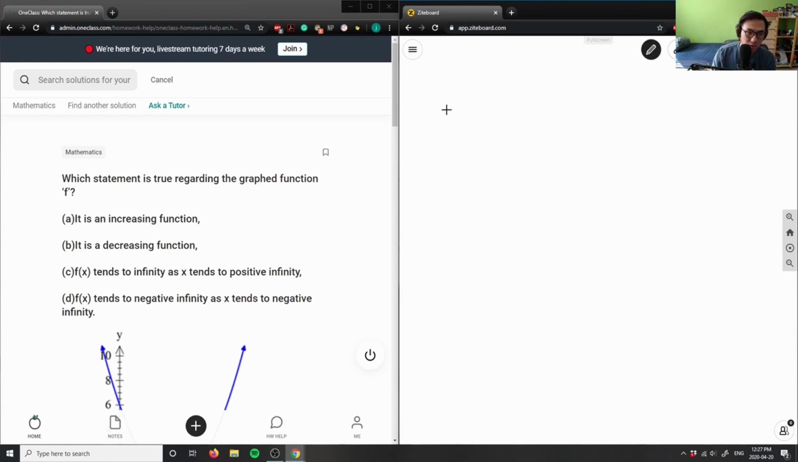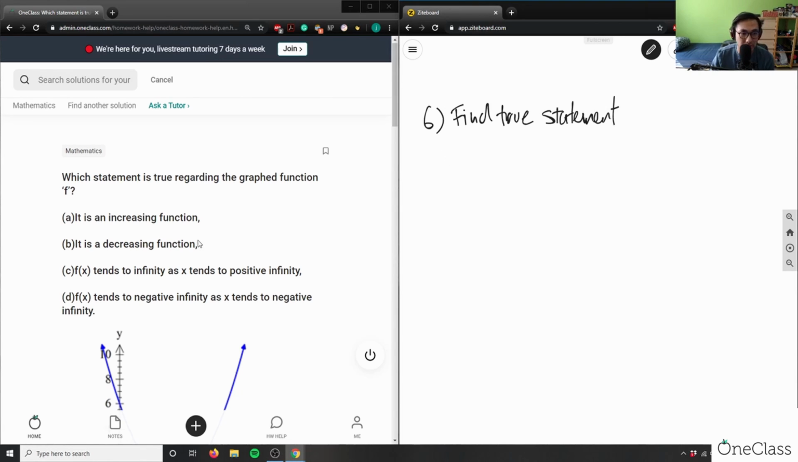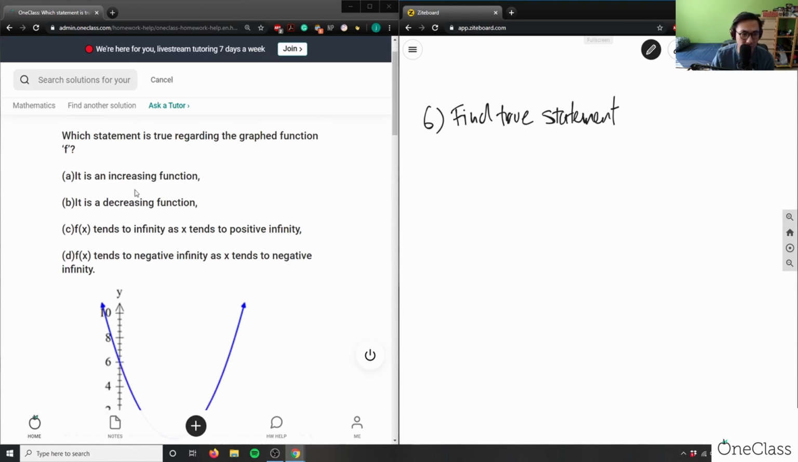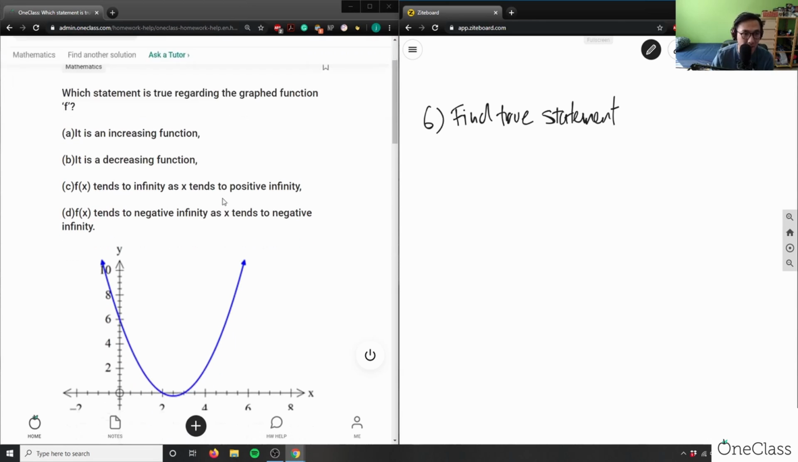So which statement is true regarding the graph function x? So let's look at 6. So basically, find the true statement. Okay. And it's saying A, the function f is an increasing function. B, it's a decreasing function. C, f of x tends to infinity as x tends to positive infinity, and D, f of x tends to negative infinity as x tends to negative infinity.